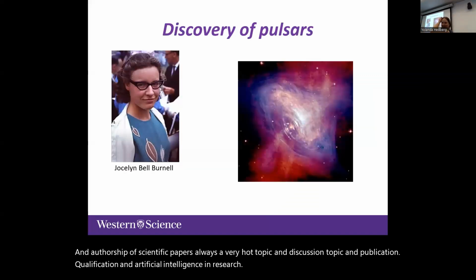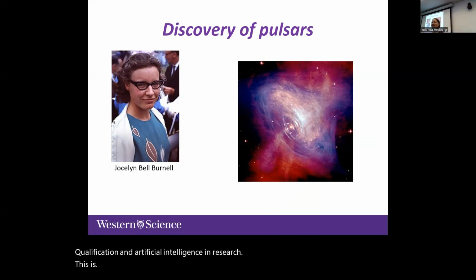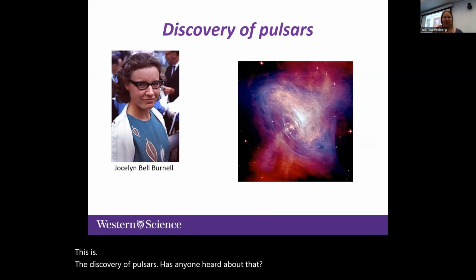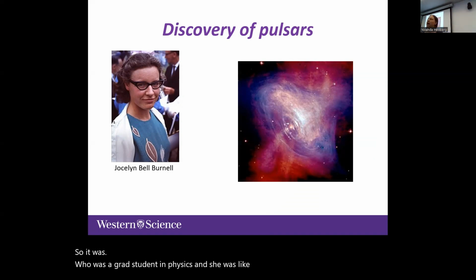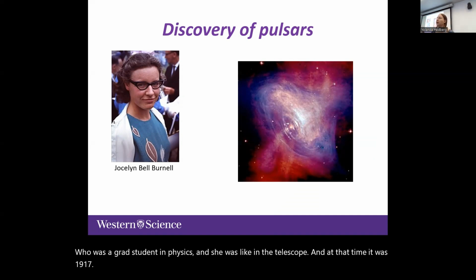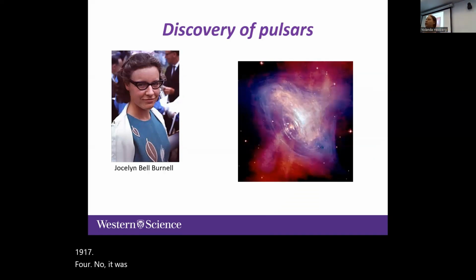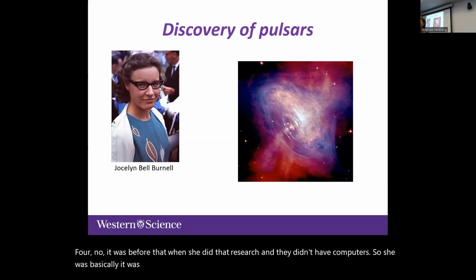Okay, so this is the discovery of pulsars. Has anyone heard about that? No? So it was Jocelyn Bell-Burnell, who was a grad student in physics, and she was in the telescope. It was before 1974 when she did that research. They didn't have computers, so there was a line plotting all the signal, and she was reviewing meters of paper every night, right? That typical grad student life.